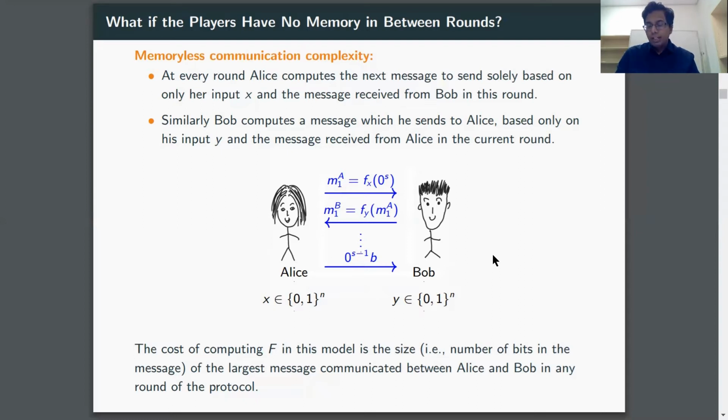It is easy to see via a counting argument that if this message is only a single bit, then it doesn't suffice to compute all possible functions. So here we need the message to have length more than one for computing any non-trivial functions. We define the cost of computing a function in this model as the size of the largest message communicated between Alice and Bob in any round of the protocol. So it is really the bottleneck size of the message that they need to send back and forth.